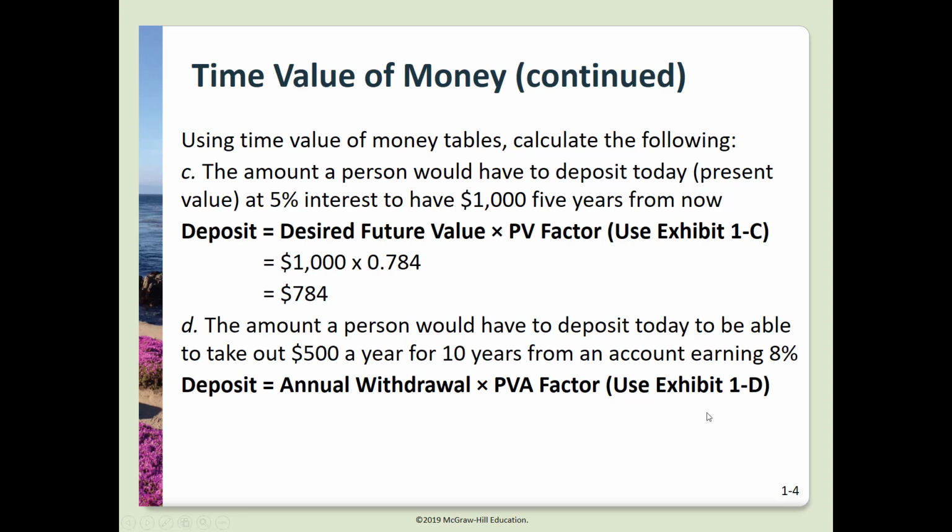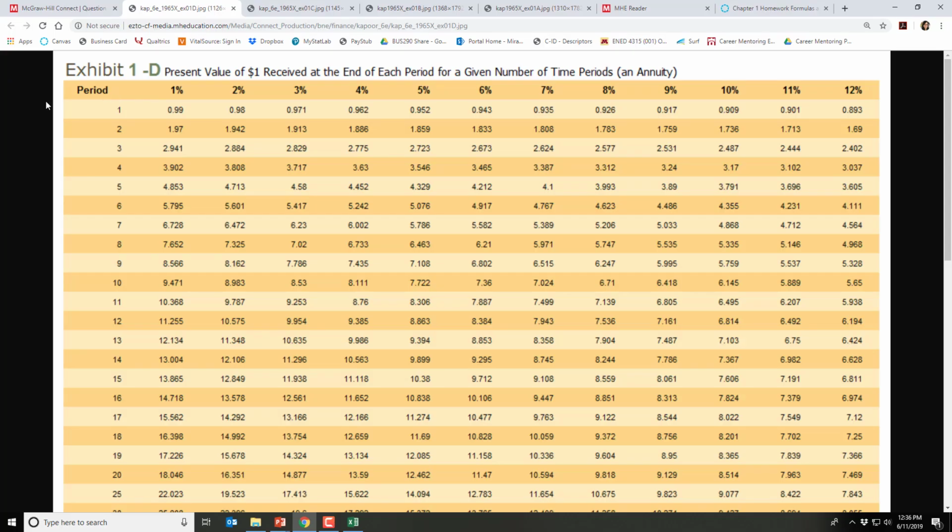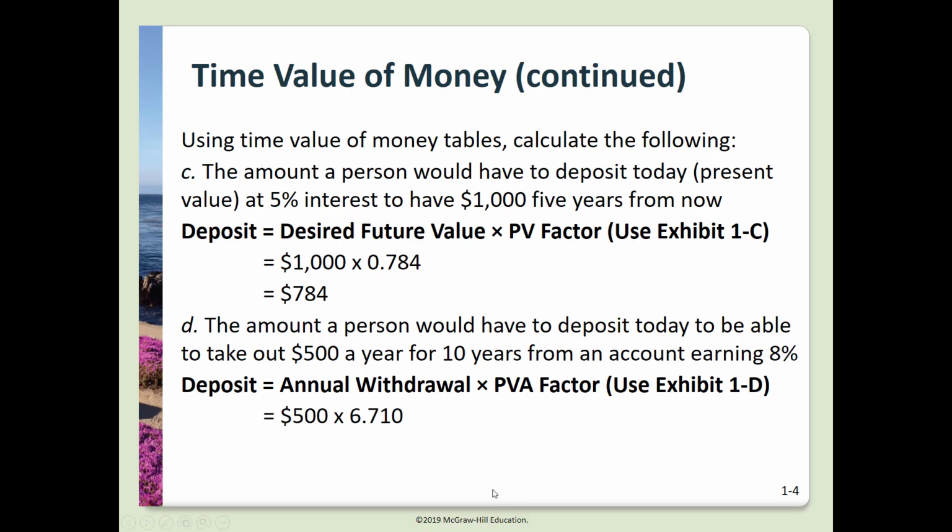And so we're going to use Exhibit 1D. Again, make note, is 10 years at 8%. So here we are in Exhibit 1D. We're going to go to the period and look down until we get to 10 years. So I know I'm going to be around here. And then for the percentage, we're looking at 8%. So I'm going to go to this column, and then I'm going to go down until I get to the 10-year row. That gives me a factor of 6.71. So plugging in our numbers, the annual withdrawal of $500 a year and our PVA factor of 6.710 into our calculator multiplied together, we get $3,355 for the deposit we need today in order to be able to withdraw this much each year.